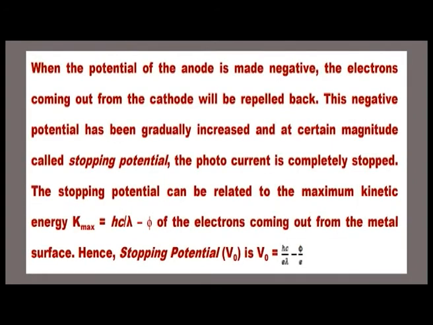When the potential of the anode is made negative, the electrons coming out from the cathode are repelled back. This negative potential is gradually increased until a certain magnitude, called the stopping potential, at which the photocurrent is completely stopped. The stopping potential can be related to the maximum kinetic energy of the electrons coming out from the metal surface. Hence, the stopping potential is hc/eλ − φ/e.